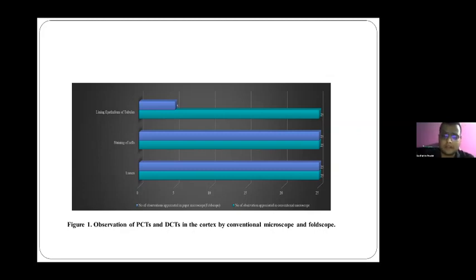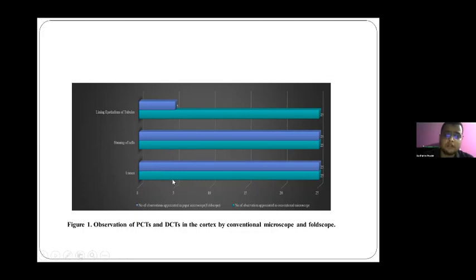Means we have two different features. Proximal convoluted tubule cells are more stained in the hematoxylin and eosin staining, but distal convoluted tubule cells are less stained. And that peculiar feature was also able to be distinguished with the help of the Foldscope in all of the samples, as I have shown here.